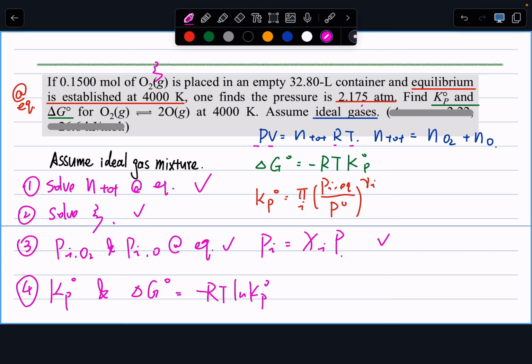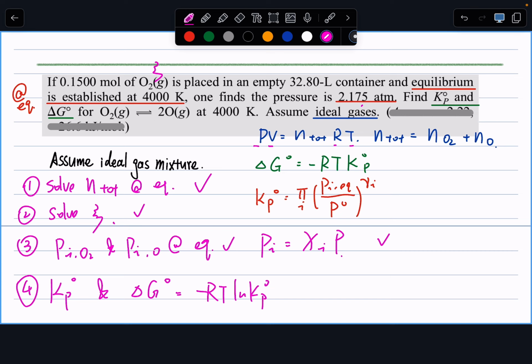Right, the change is the stoichiometric coefficient. In front of my O2, that's only 1, so negative C. In front of my elemental oxygen, that's 2C. Right, so in the final state, what we are looking at is 0.1500 minus C, and my final state is 2C.